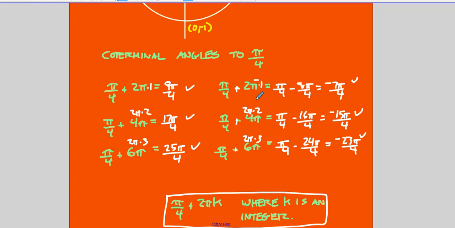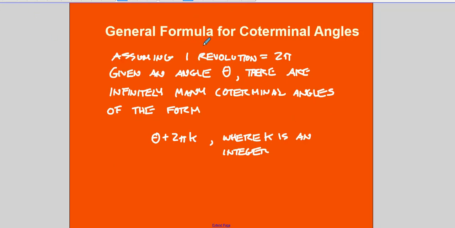This would be -1, -2, -3. Again, remember your integers are your positive, negative whole numbers. Alright, so the general formula for coterminal angles would be, assuming one revolution is equal to 2 pi or 360 degrees, and I'm just using radians here, not degrees: given an angle theta, there are infinitely many coterminal angles of the form theta plus 2 pi k, where k is an integer.